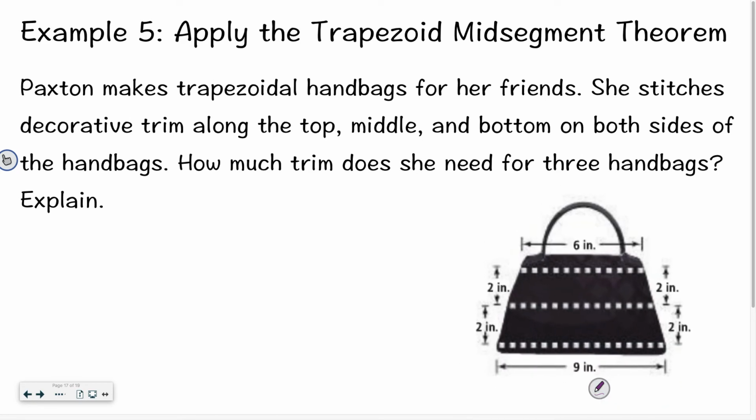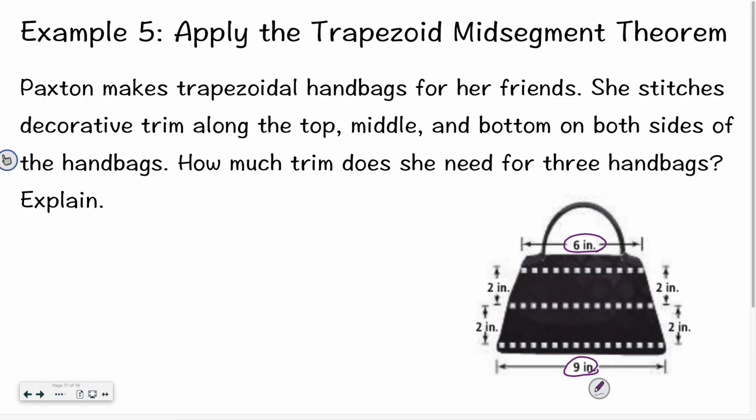So we have Paxton makes trapezoidal handbags for her friends. She stitches decorative trim along the top, the middle, and the bottom on both sides of the handbags. So how much trim does she need for 3 handbags? The way that we are going to solve this problem is we're going to look. We know that the top of this trapezoid is 6, the bottom is 9, so we need to figure out what that middle stripe is.